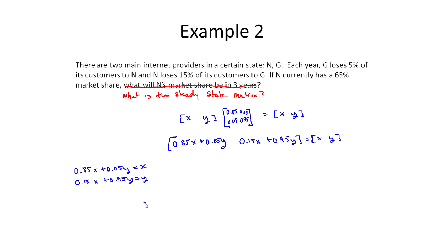So I get my 2 equations: 0.85x plus 0.05y equals x, and 0.15x plus 0.95y equals y. As we saw before, when you subtract the x on both sides and the y on both sides, you'll end up with the same equation, just different signs. One is multiplied by -1. So negative 0.15x plus 0.05y equals 0 from the first one, and 0.15x minus 0.05y equals 0 for the next one. So I pick one of these. It doesn't matter which one. I'll pick the first one.